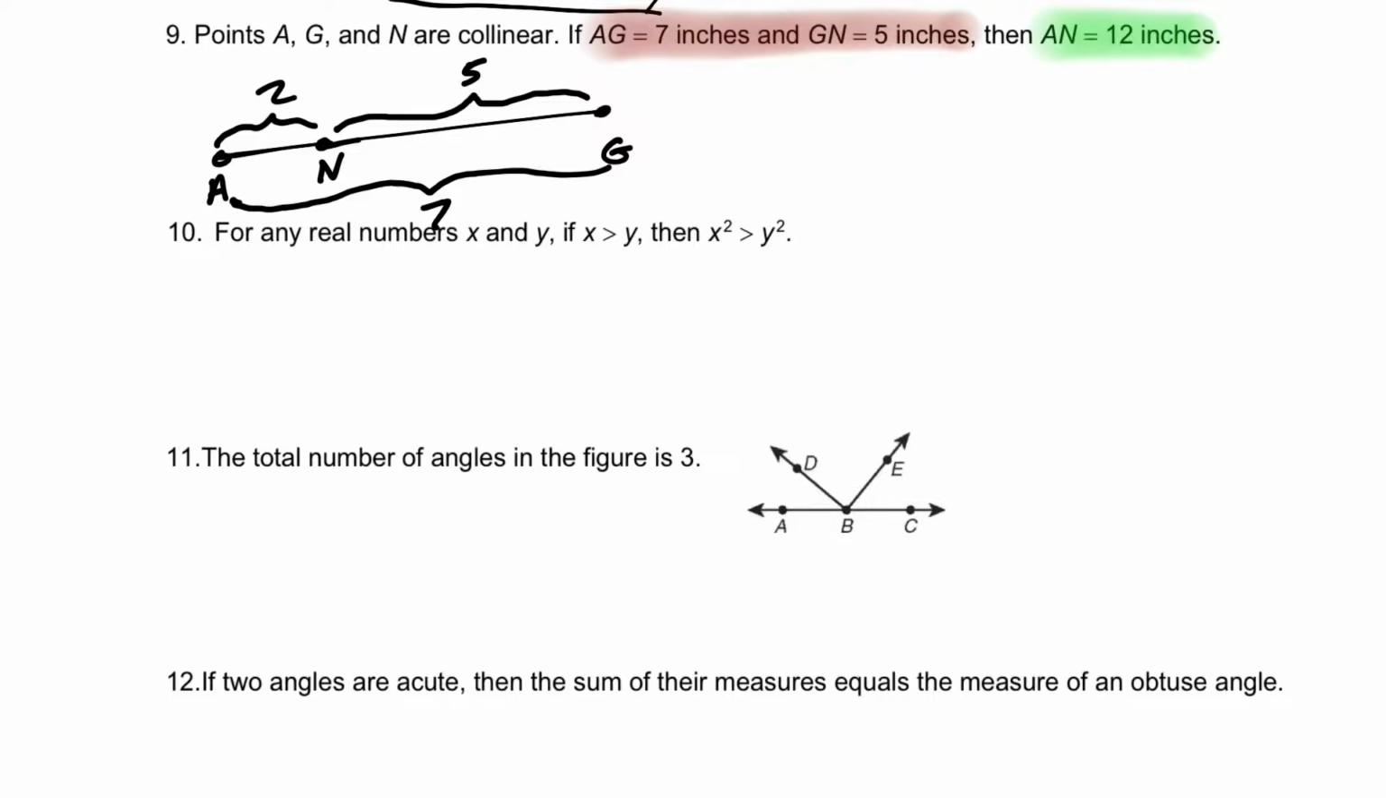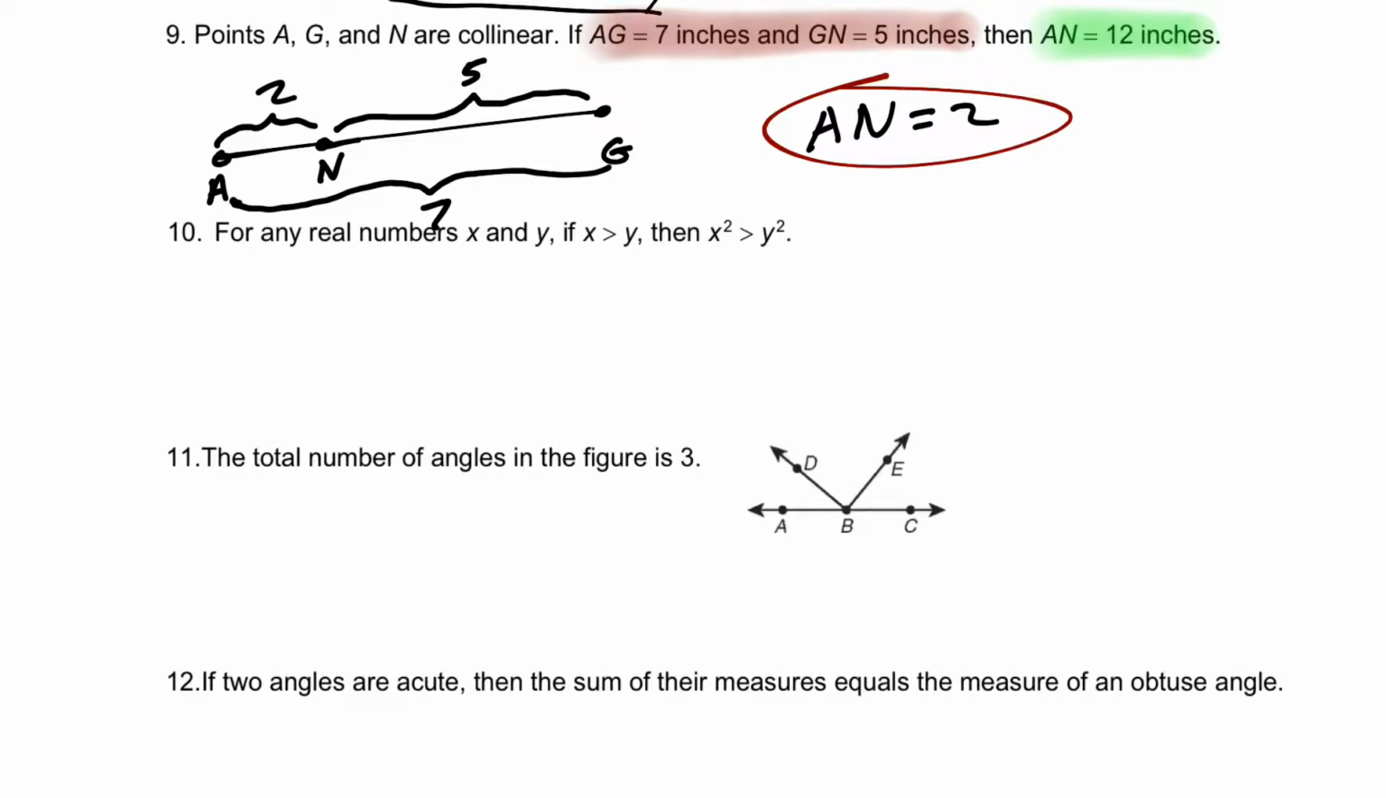All right, so again, my figure is going to be my counterexample. And again, it makes the red part, it makes this true, but it makes this part false. So again, it makes the red part true and it makes the green part false. So my counterexample is that AN is equal to 2.